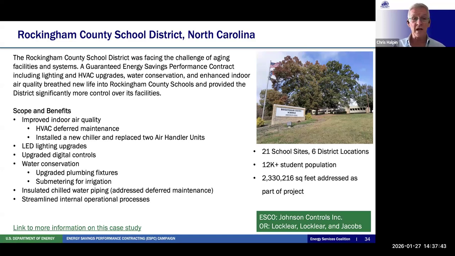And they were able to address HVAC, lighting, controls, water, insulate your water piping. Again, just a deferred maintenance issue that most places have. And it really streamlined their internal processes, right? So JSI was the ESCO, and a local firm was the owner's rep. And you can click on these links when you get it to see more about the project.